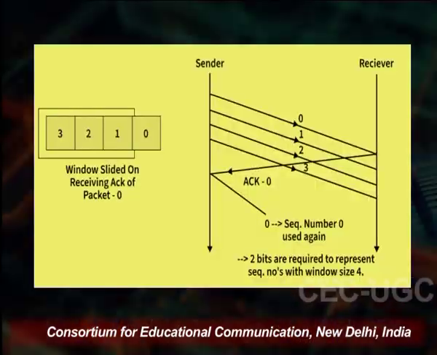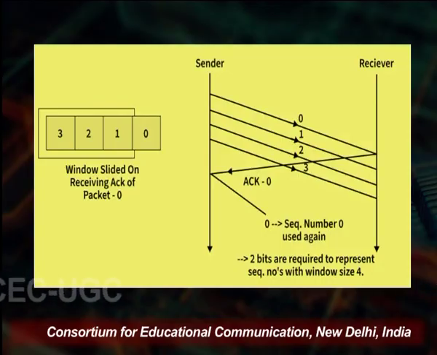So, in order to understand this concept of sliding window protocol, we have a figure in which, on the left side, there is a window which has 4 frames: 0, 1, 2 and 3. If they are going to be sent from sender to receiver in a sequential manner, we can say the window is slided if an acknowledgement is received.